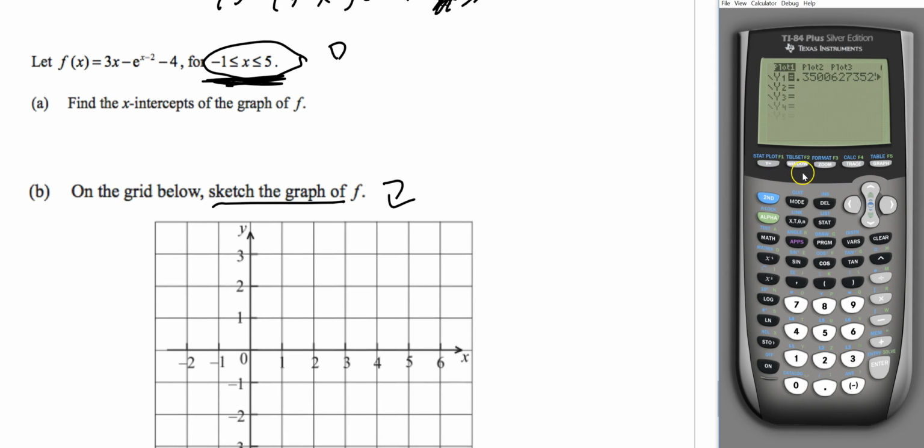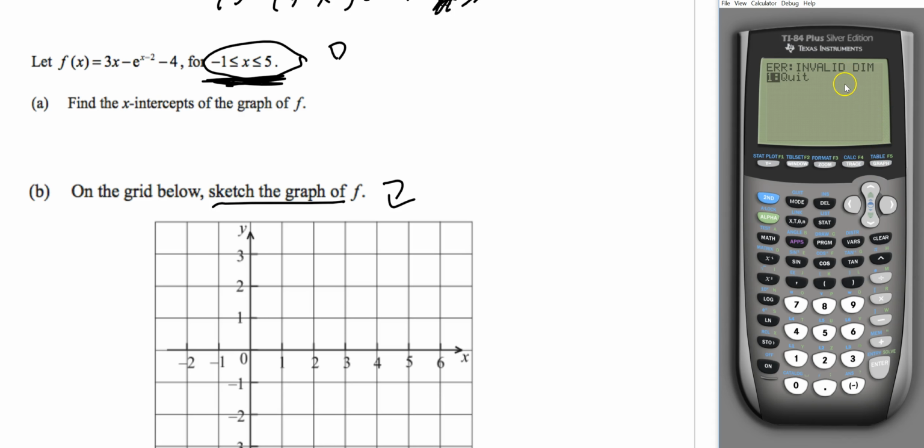So first thing, let's type that in. So this 3x minus e to the x minus 2 minus 4. It's like that. Hey, graph. Oh no, I got my stat plot on there. And actually I want to show you something. Let me go back. Let me go stat edit. Let me clear these out. Right, now if I hit graph, look what happens.